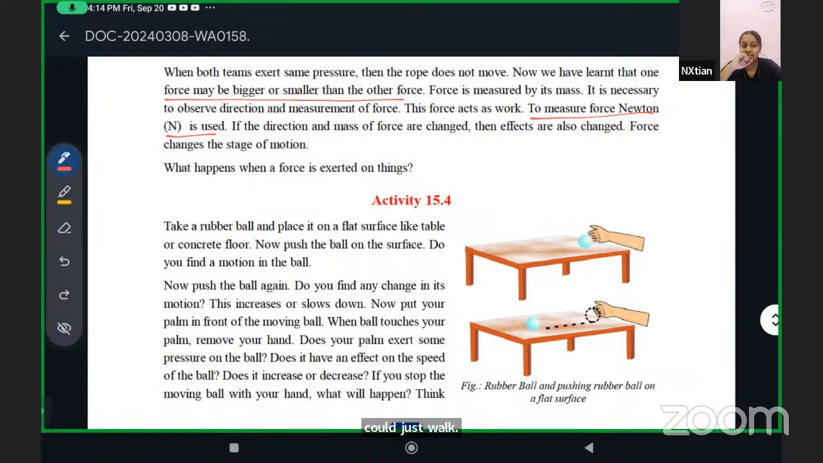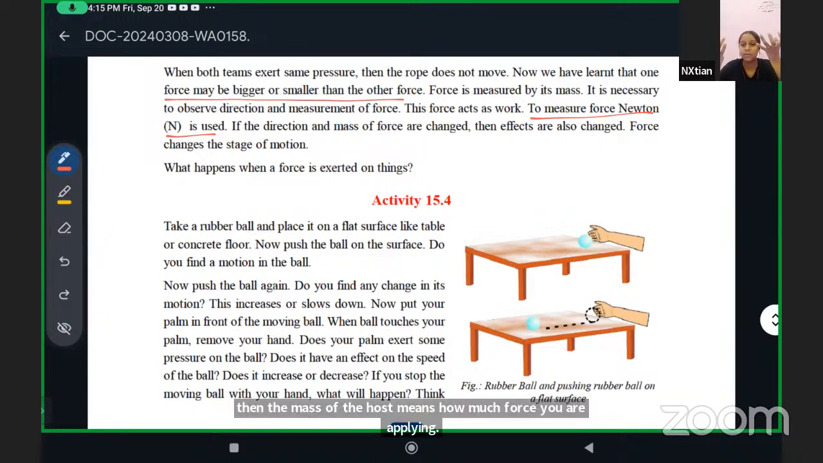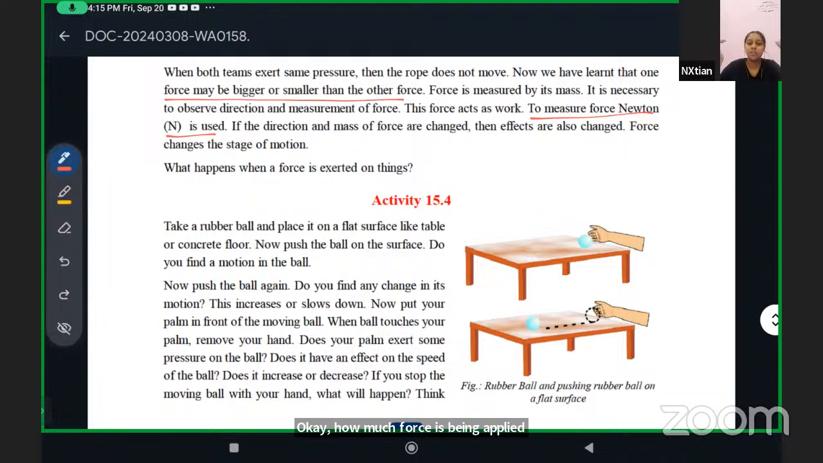The rope is very light. Yes, I am trying to explain the change in direction of the force. Okay, the change in the direction of the force depends on from which side you are pulling or pushing something. Which direction the stronger force is being applied. Then the magnitude of the force means how much force you are applying. How much force is being applied on something.